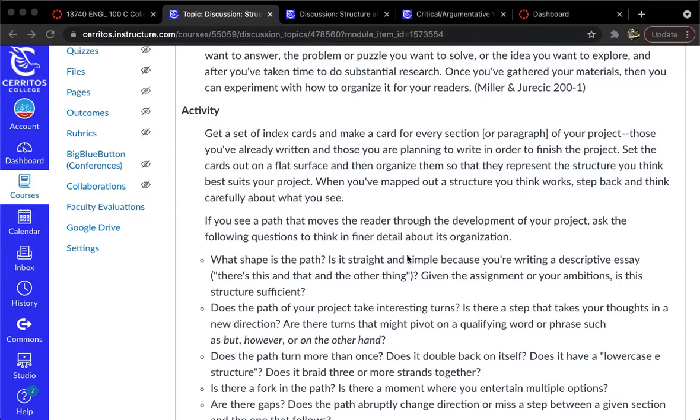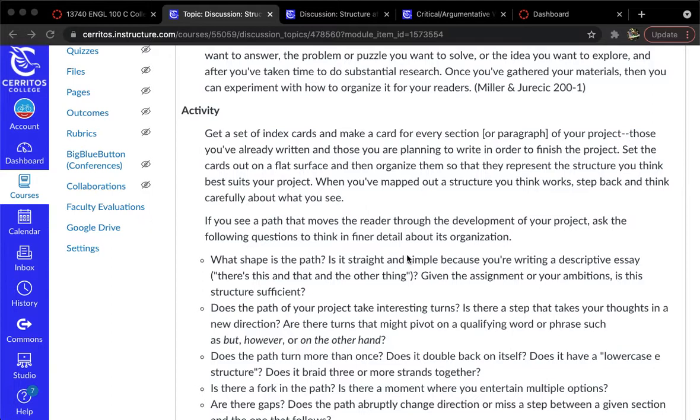So then once you have those cards created, you're going to lay them out on a flat surface, so your desk or a coffee table or even on the floor, and you're going to arrange them in such a way that you think is the best structure for your essay. Now keep in mind, they're on index cards for a reason, so that you can play around with them, right?